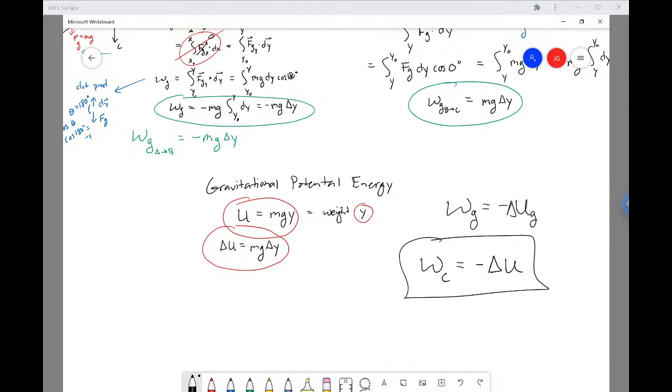So if you have the gravitational force and you have an object and you're raising it up, gravity does negative work, which means that object's potential energy is increasing. Work equals negative delta U. So you're giving that thing potential energy, and if it falls back down, that potential energy is decreasing as it falls.